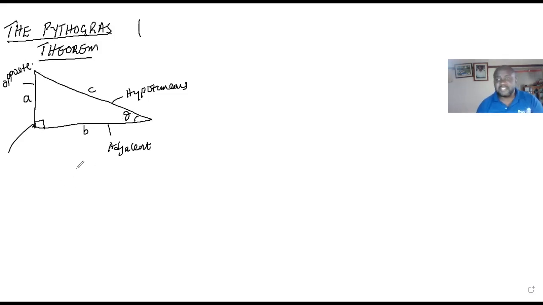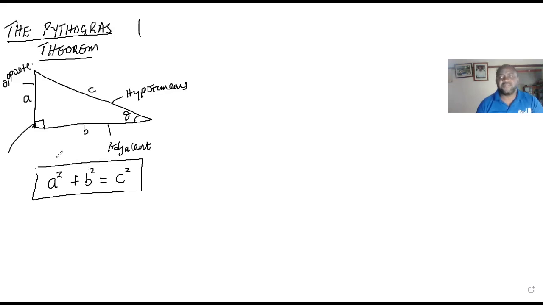So therefore, he suggested that if I have A, B, and C as the sides of the right-angled triangle, with A and B as the small sides and C as the longest side, then the definition of the theorem states that when you have A squared plus the square of B, you will be in position to get the square of C. So this is the definition that was introduced by Pythagoras.